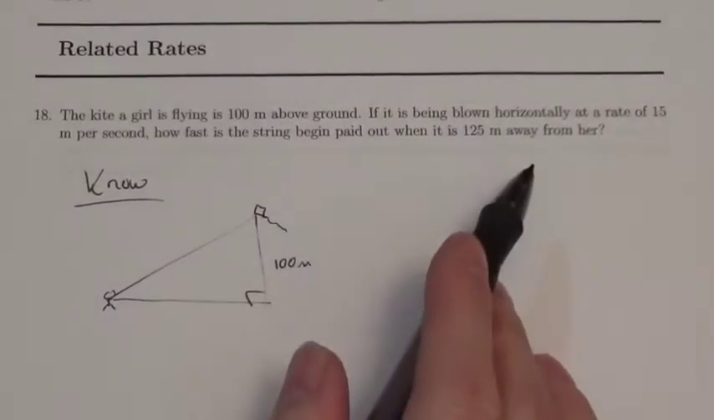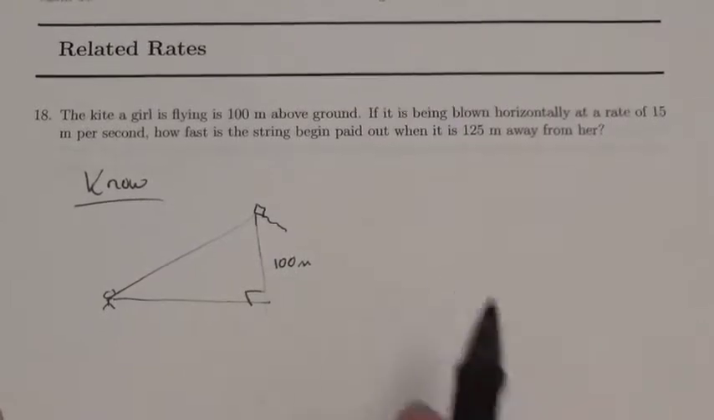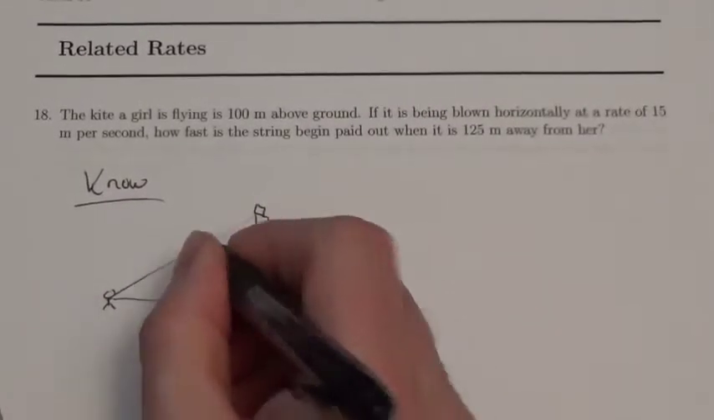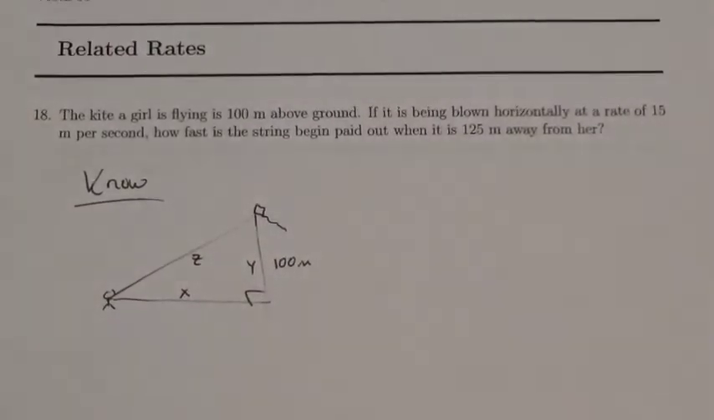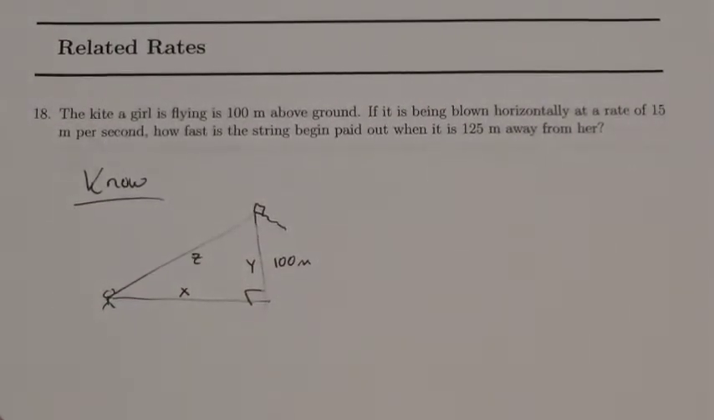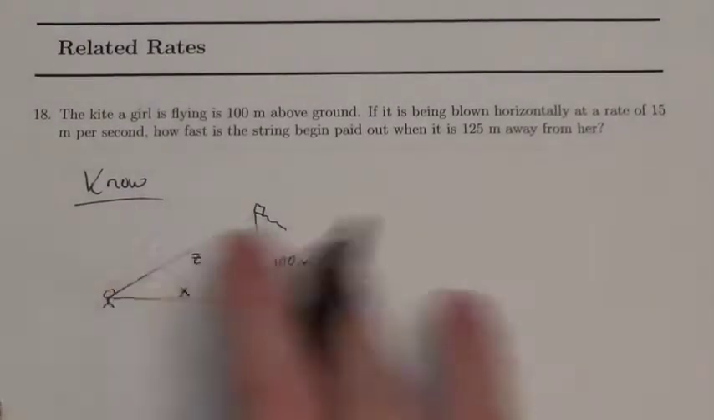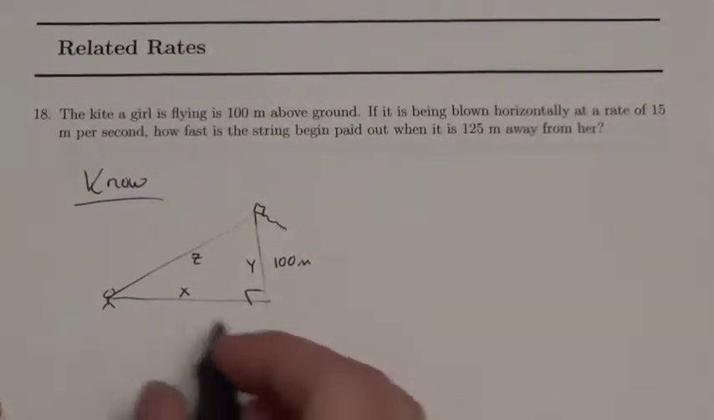It's being blown horizontally at a rate of 15 meters per second. So we've got to throw some variables down here. Let's say that this is x, this is y, and this is z. That is just my personal go-to for these things. You can use whatever variables you want there. But it's being blown horizontally at a rate of 15 meters per second.